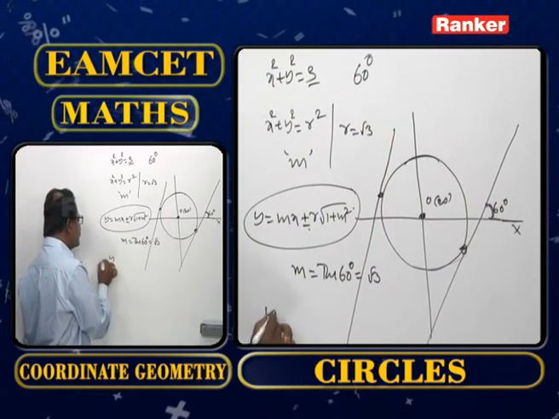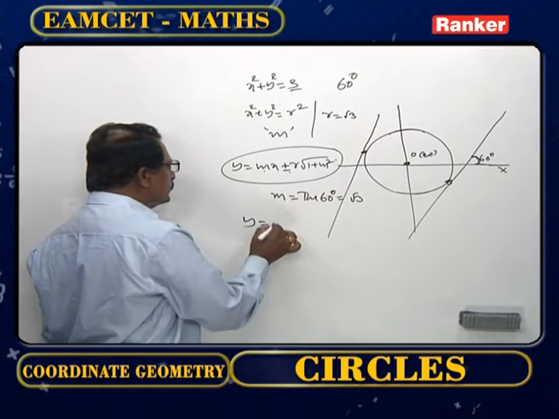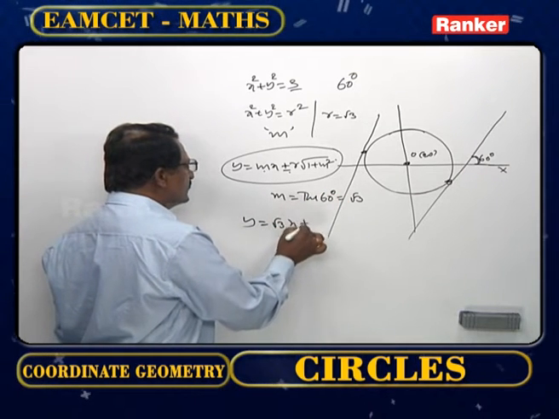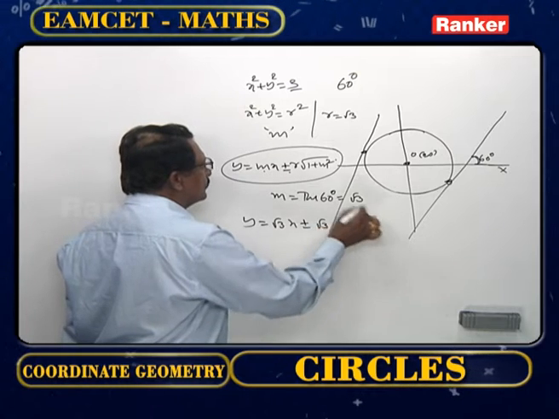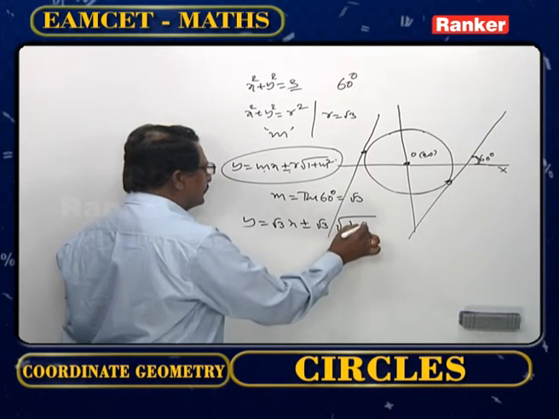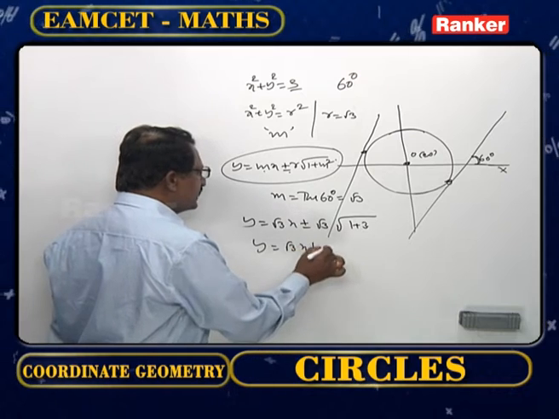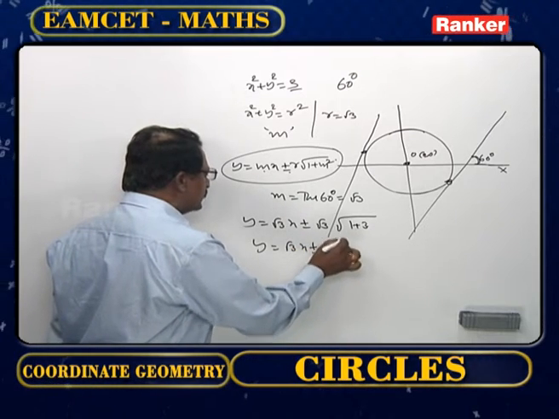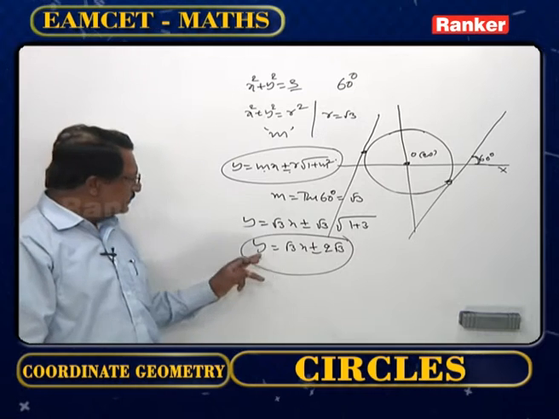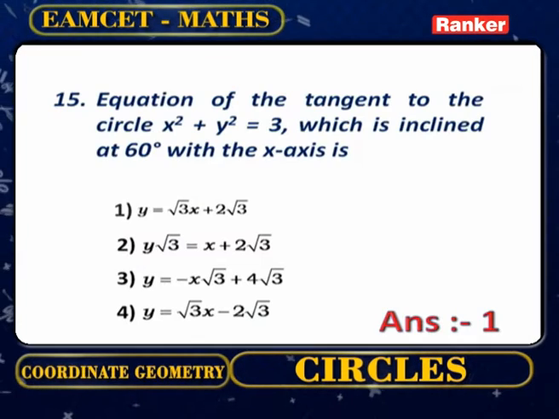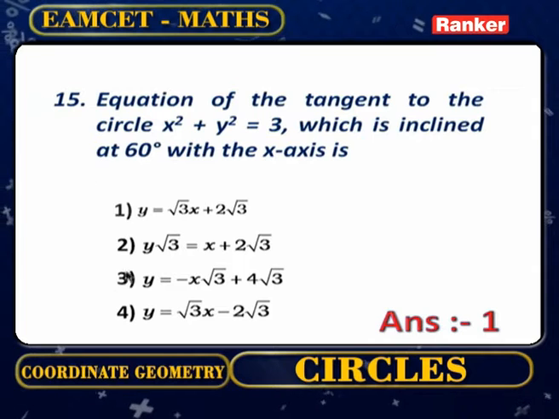Then the required equations of the tangents: y equals mx, m being root 3, into x plus or minus r, which is root 3, into square root of 1 plus m square, that is 1 plus 3. So y equals root 3x plus or minus 2 root 3 are the required tangents. The first option is correct, since only one tangent is given, that is plus 2 root 3.